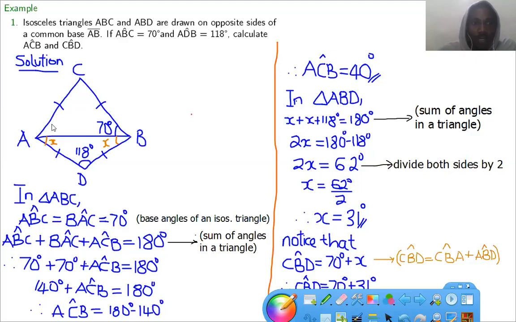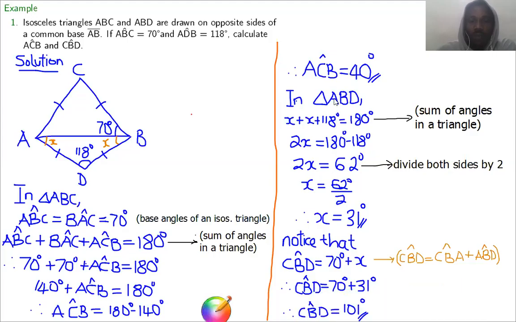That is, angle at A plus angle at B plus angle at C is equal to 180 degrees, using sum of angles in a triangle. So since angle at A and angle at B are 70 degrees each, 70 plus 70 plus ACB equals 180 degrees. So 70 plus 70 is 140 degrees plus ACB equals 180 degrees. Therefore, angle ACB is equal to 180 degrees minus 140 degrees. And that is equal to 40 degrees. So first problem solved.